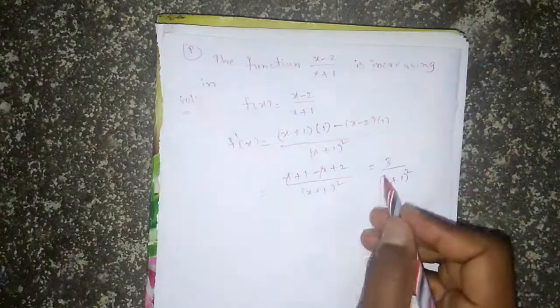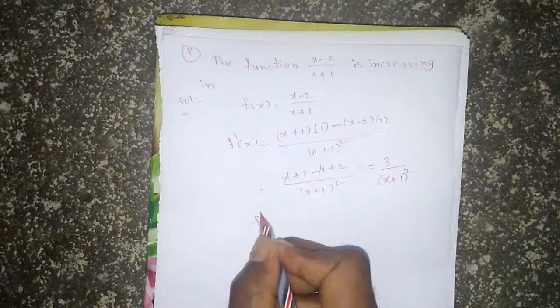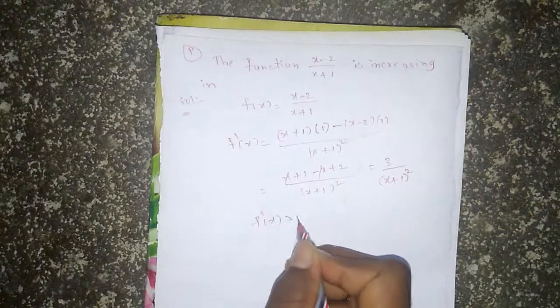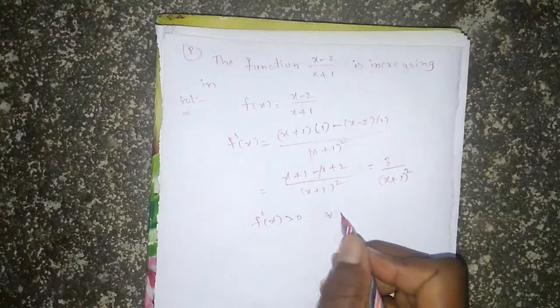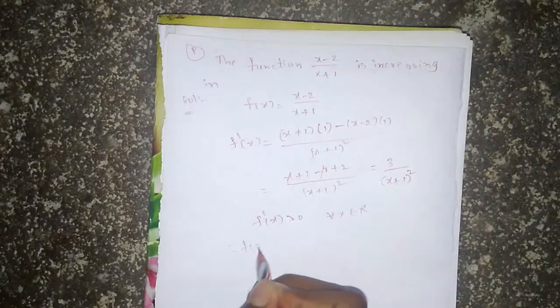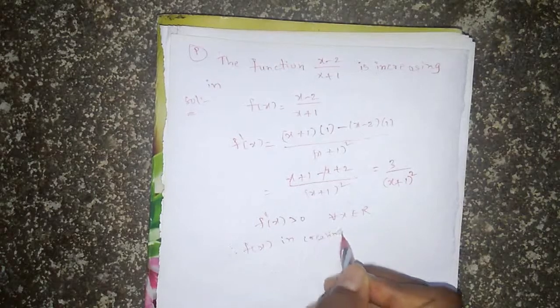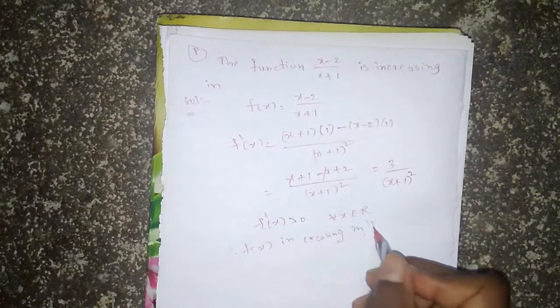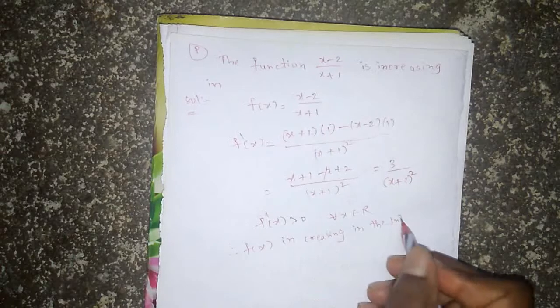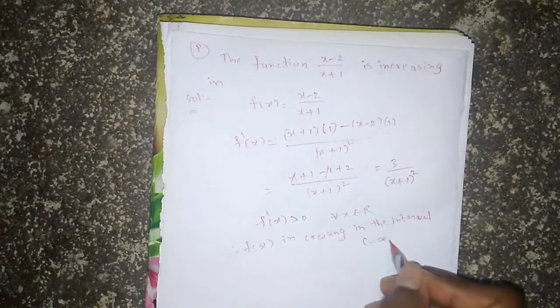So observe here numerator is positive and denominator is x plus 1 whole square, always positive. Here f dash of x greater than 0 for all x belongs to R. So therefore f of x is increasing in the interval R means minus infinity to infinity.